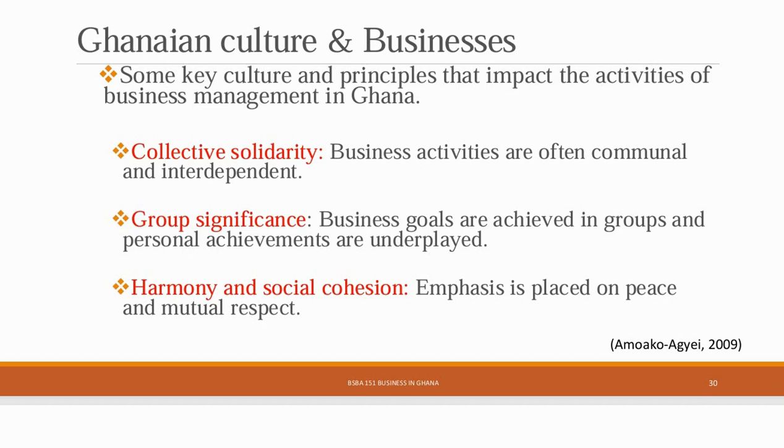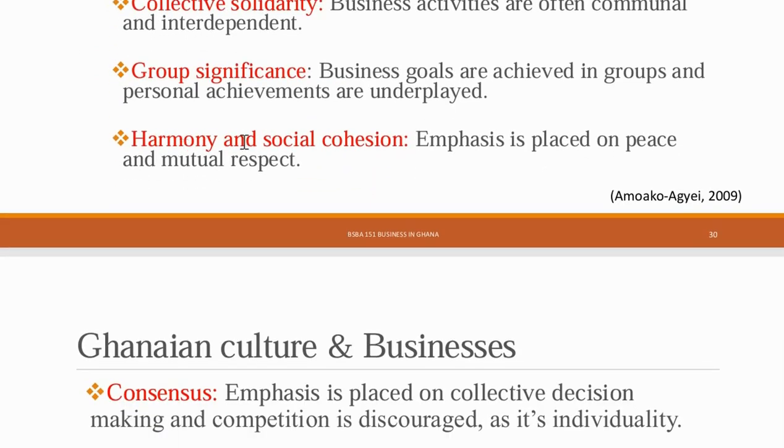Then harmony and social cohesion. Emphasis is placed on peace and mutual respect. When you hear the word harmony, it is talking about peace, that is oneness. Social cohesion is talking about how to come together as one. So harmony and social cohesion is basically how to maintain peace and mutual respect.